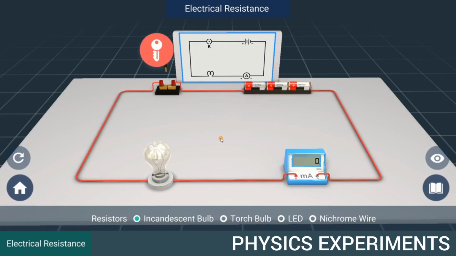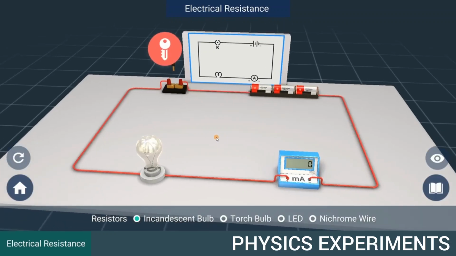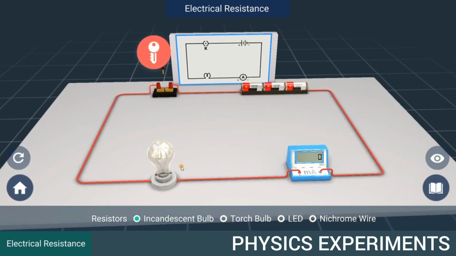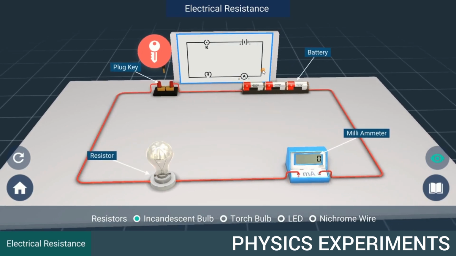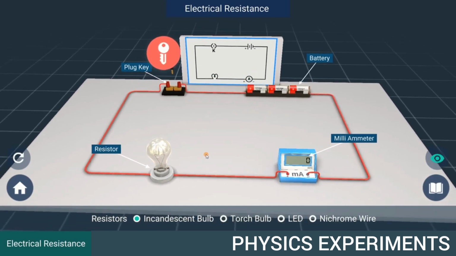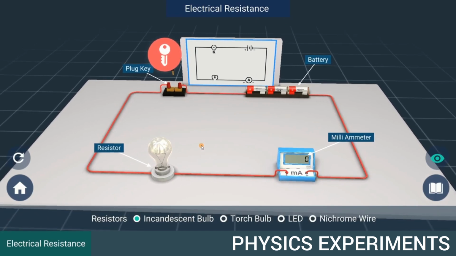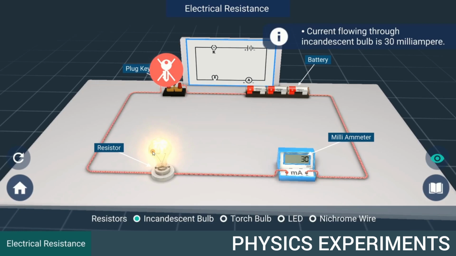Let us study about electrical resistance of different conductors with the help of this activity. We have taken a set of cells, an ammeter, plug key, and an incandescent bulb connected in series. Insert the plug key and observe. We see that the bulb glows and ammeter reads 30 milliampere.